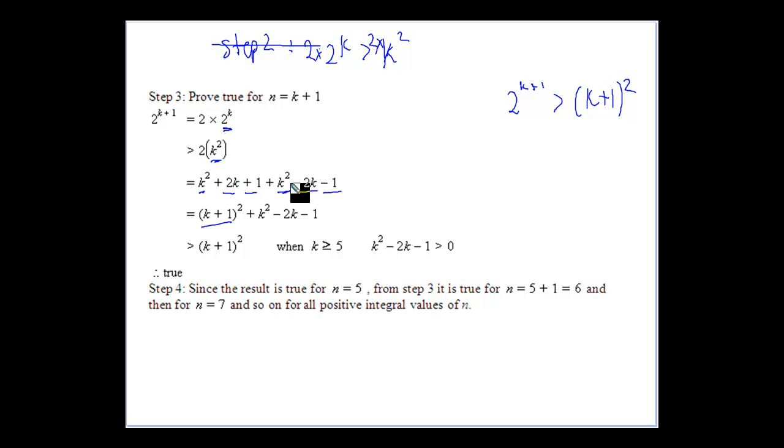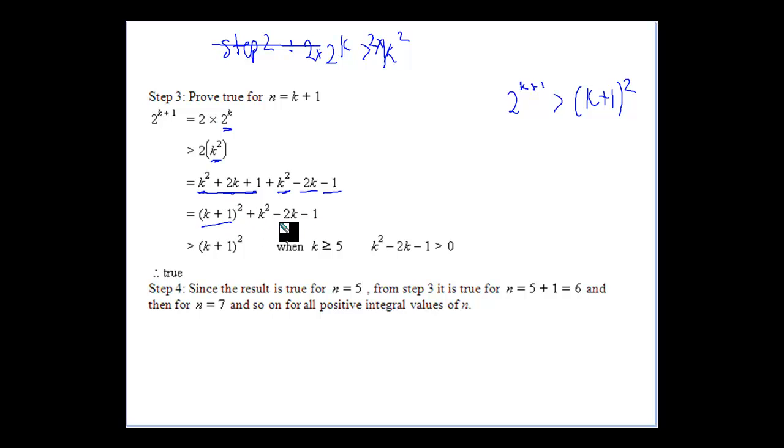All that, if you clean that up, you get back to 2k squared. So I haven't changed the value. I'm not allowed to change the value. So I've got to decompose it and bring in these terms by making sure that 2k minus 2k would be 0, 1 minus 1 would be 0. So now I can factorize this part to give me k plus 1 all squared, which is what I want. And then I've got the leftovers, k squared minus 2k plus 1.